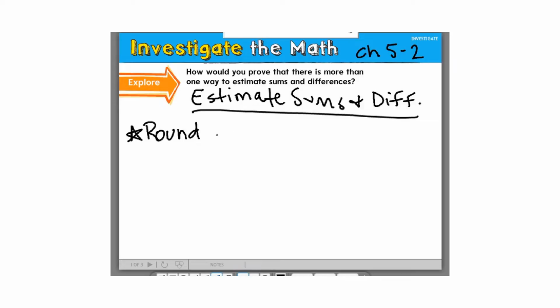So this will say round to the nearest 1, and then there's a comma because there's more directions. Then add or subtract.